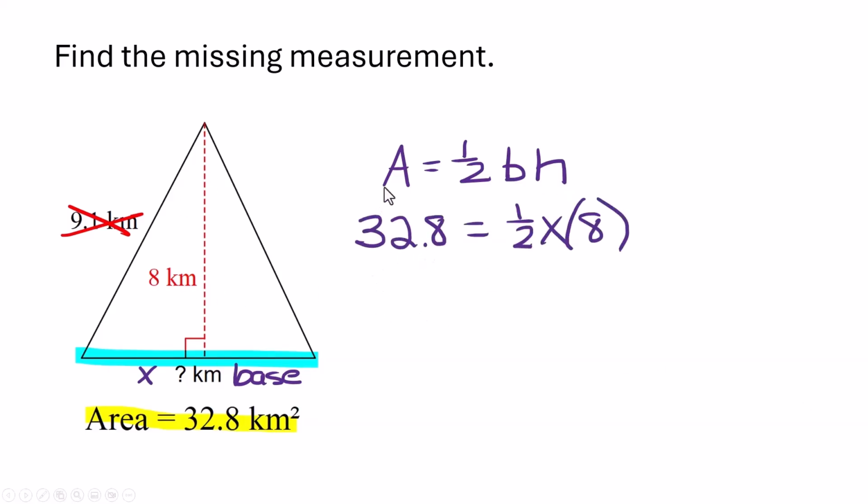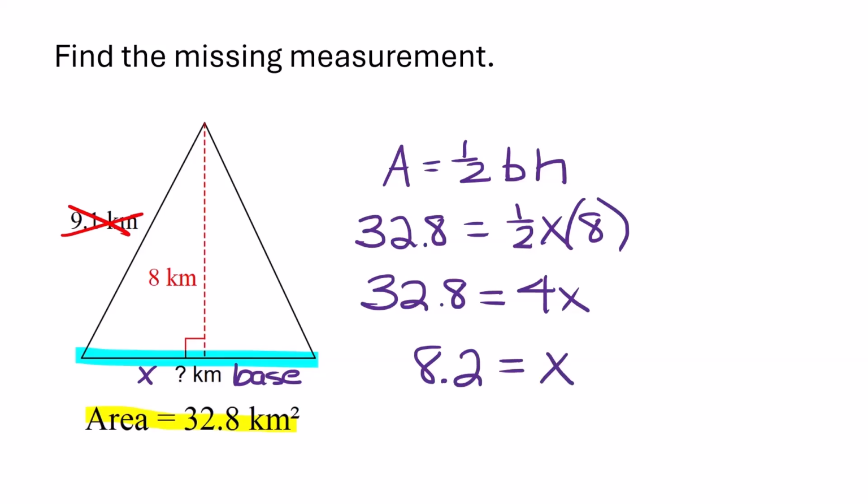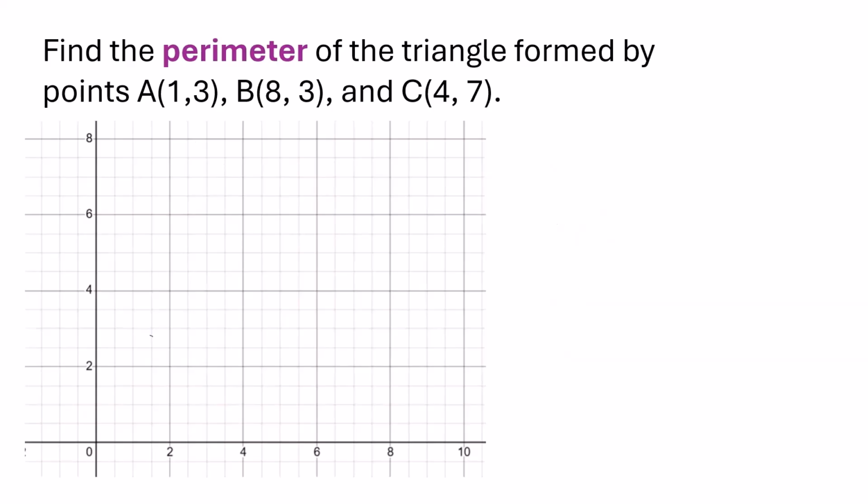The 32.8 goes in for area because that's what they said it was. So you should have everything in here except for the base. That's our x. Let's take 1/2 times 8, and we get 4. Now divide both sides by 4. I got really lazy and wasn't writing units, which is bad. Bad teacher. Don't blame me if you don't do that and get in trouble. Not my fault.